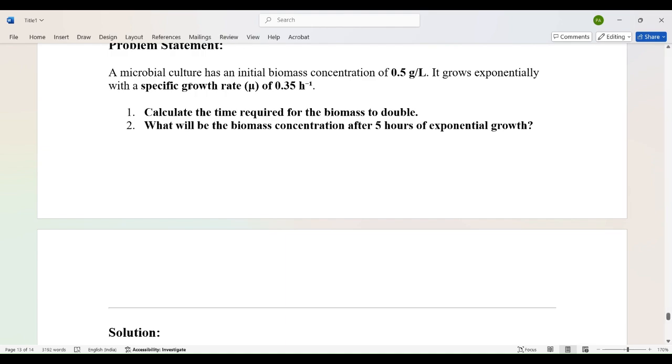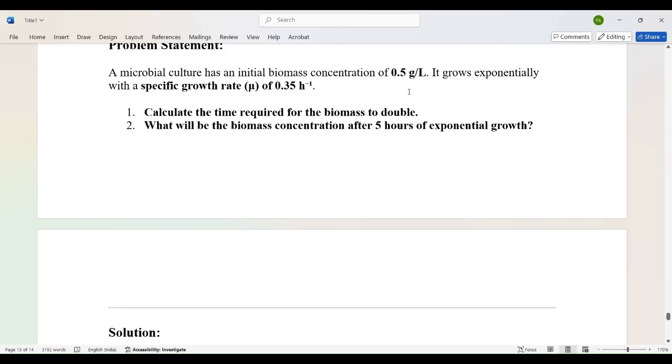All right. So the problem statement goes like, a microbial culture has an initial biomass concentration of 0.5 grams per liter. It grows exponentially with specific growth rate. We just saw the concept of mu being specific growth rate, and that is given as 0.35 per hour. What is asked is, calculate the doubling time, or the time required for the biomass to double. For example, my biomass given here is 0.5. What will be the time required to convert this into 1 gram per liter? That is, I am doubling the biomass concentration.